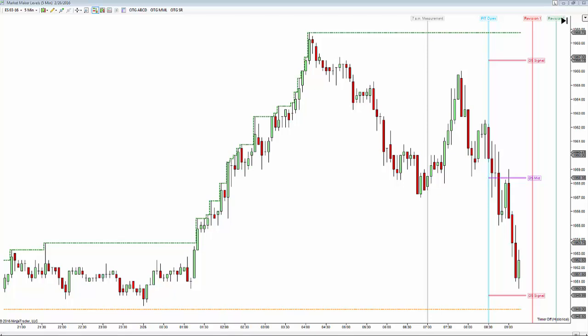All right, so you can see here that we have a couple of lines on the chart, and some horizontal and vertical lines on the chart. So let's take a look at what this means. You can see that after 7 a.m., we have a measurement here at 7 a.m., and this is one of the ways that you use your market maker levels.